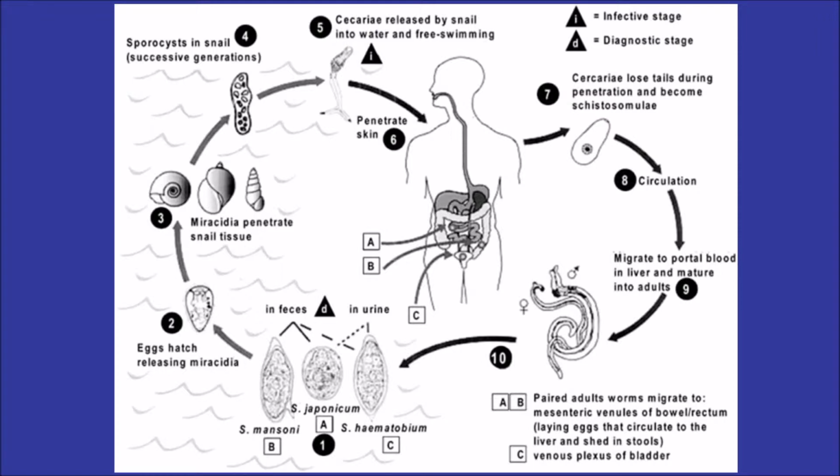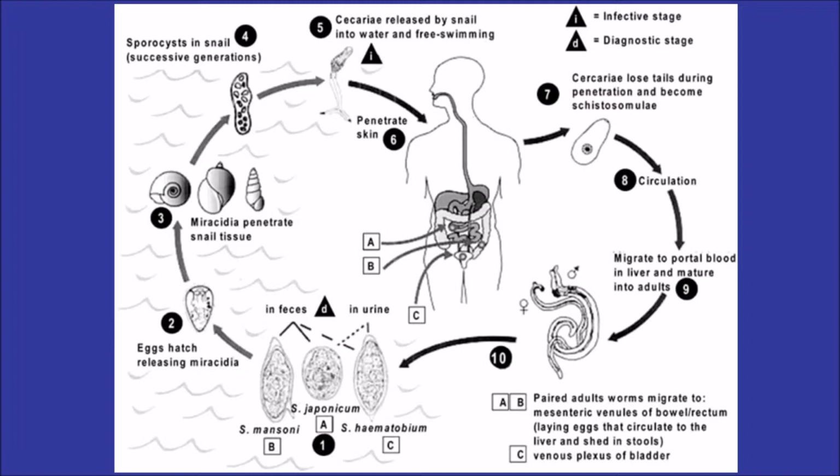Now, there is a difference in the shape of these two ova. In mansoni, it has a side spine, and in haematobium, this is a central spine. Now, the eggs should pass in fresh water, stagnant fresh water. And after some time, it's going to hatch, releasing what we call the miracidium.